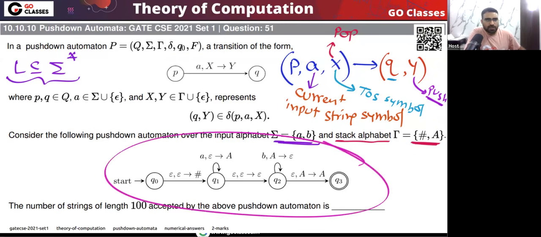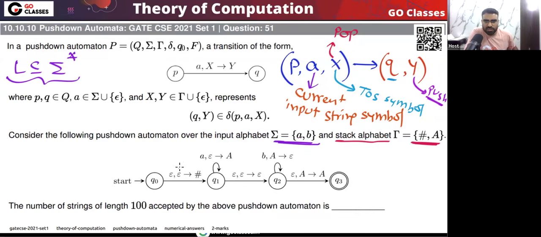Now look at this PDA. In this PDA, notice, from the start state, first we are pushing the symbol hash on the stack. Notice one thing, that the stack alphabet is hash, a. And look at this transition. In this transition, in the stack, first we are pushing the symbol hash.